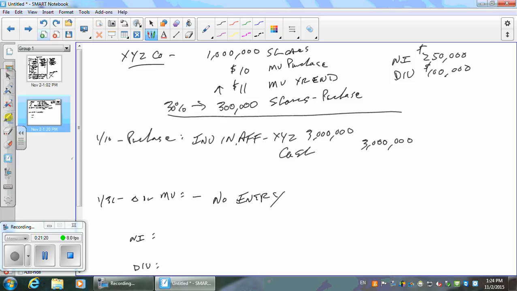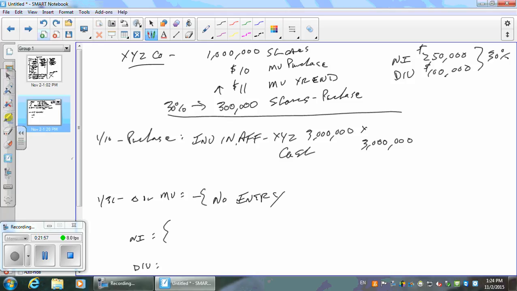Okay. Good. Net income? My net income. What's my share of the net income? 30%. So I have 30% of the income and 30% of the dividend. You guys agree with that? If they made $250,000, what's my share of it? 30%, 75,000. Is that right? Mine's 75,000. What do I want to do? I want to increase my investment from the $3 million I already have invested. I want to increase it by 75,000, my share.